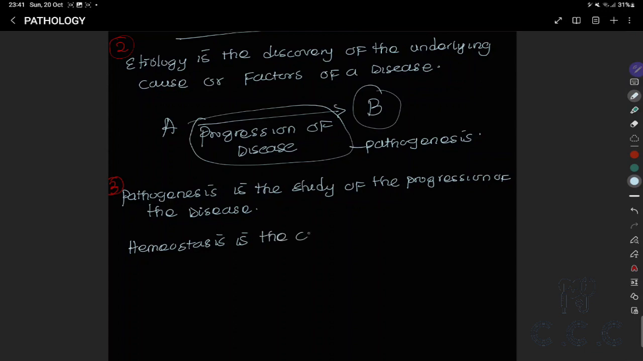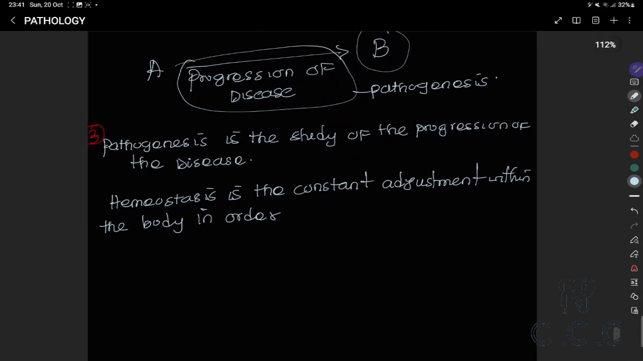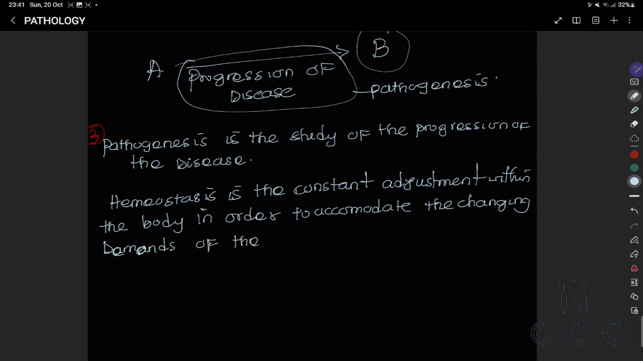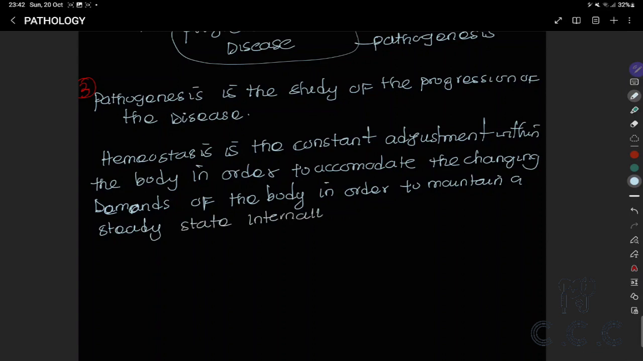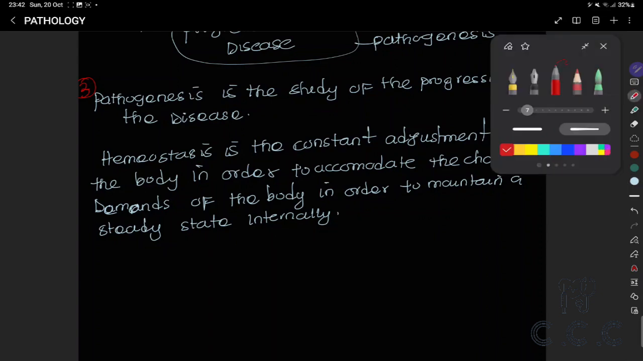Homeostasis is the constant adjustment within the body in order to accommodate the changing demands of the body in order to maintain a steady state internally. So this is our fourth definition.